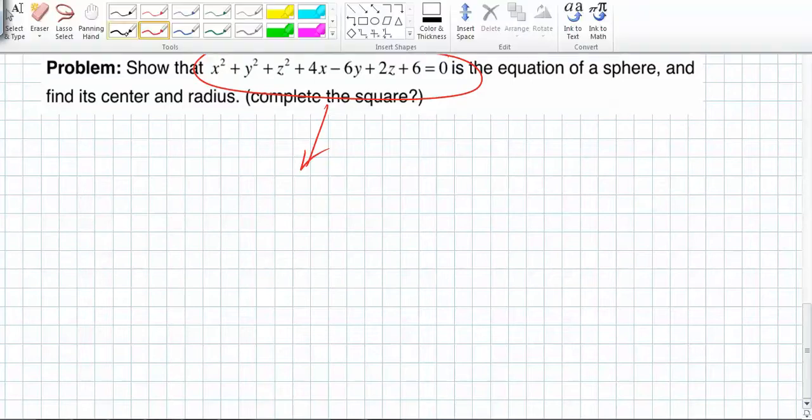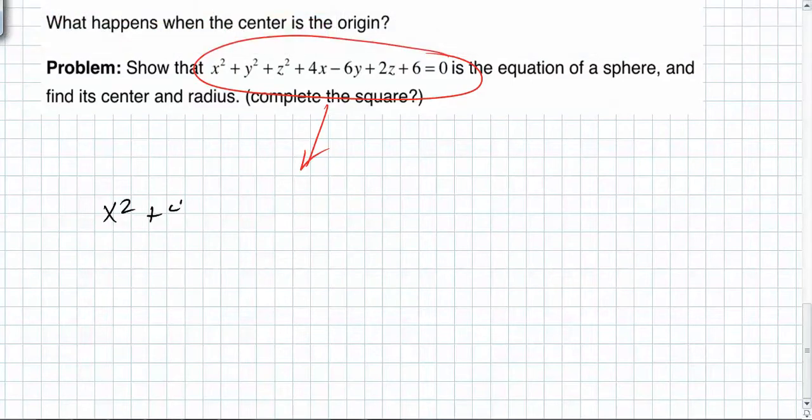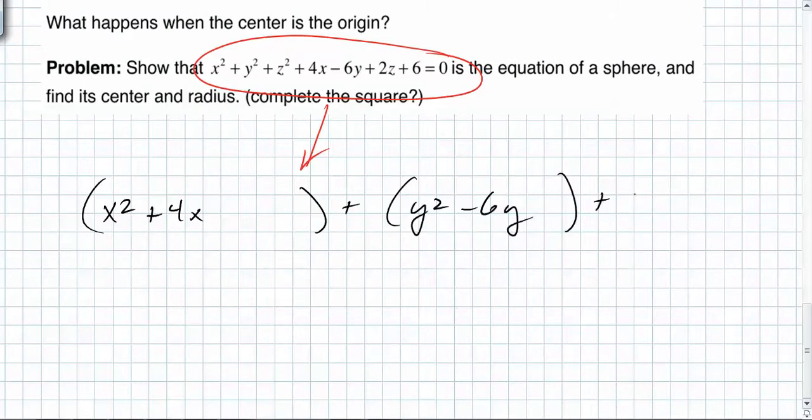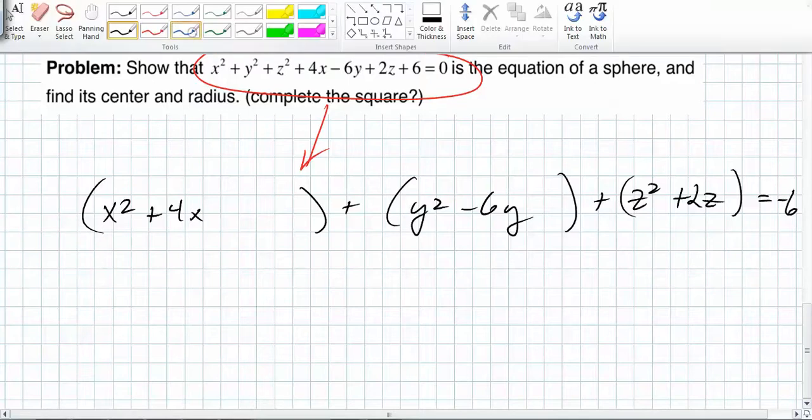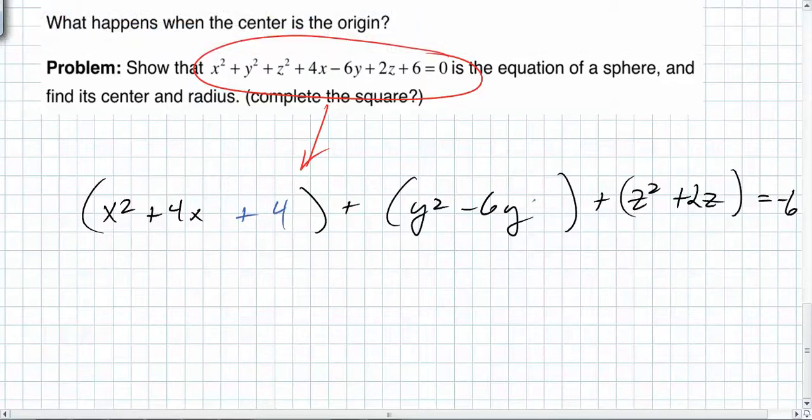So you end up with x squared plus 4x plus y squared minus 6y plus z squared plus 2z equals negative 6, right? So what are you going to have to add in each case? Plus 4, plus 9, and plus 1. So what do you have to add to the other side? The first one should be... Yeah, it's correct.